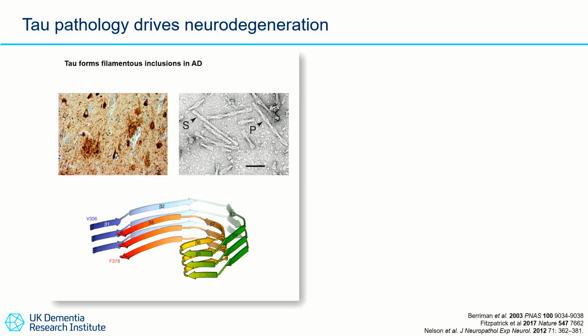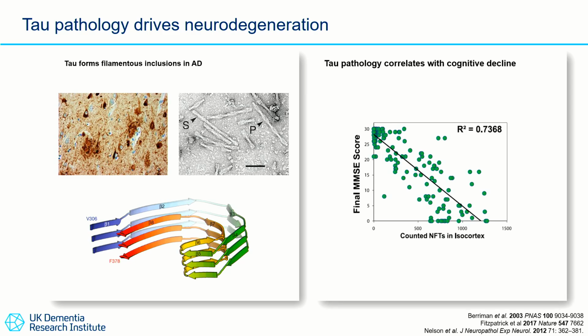It forms these abundant aggregates inside neurons in Alzheimer's disease, and at the molecular level these are straight or paired helical filaments. More recently the atomic resolution structure of these filaments has been resolved, demonstrating layered beta sheet filaments stacked on top of each other, forming very long elongated filamentous structures. And as Joe was saying earlier, this correlates very well with pathology. The amount of tau you have on the x-axis there correlates very well with the cognition at death in Alzheimer's patients.